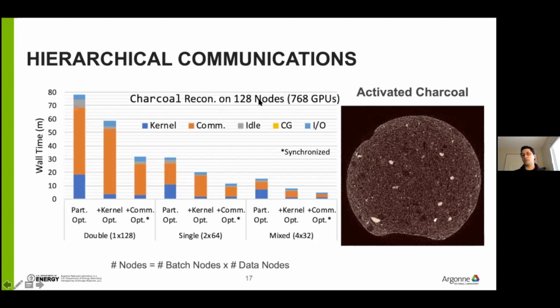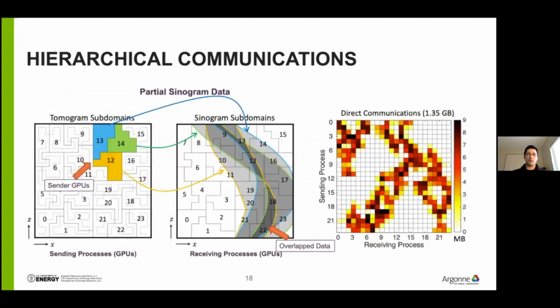And these results are with 128 nodes too, in which we have 6 GPUs on each node. Even using these, the double precision takes a significant amount of time. Though with our optimizations, the end-to-end reconstruction looks pretty reasonable. So what kind of optimizations do we do on the hierarchical communication side?